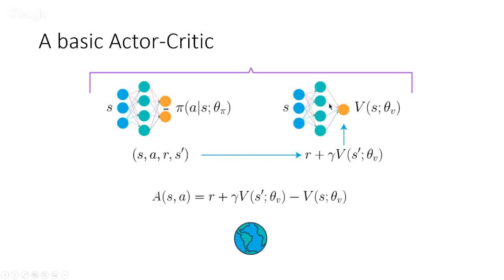And then we use this advantage function to train our actor network. So we are using two networks. One gives out the action, the other gives out the state value. We first estimate the next state's value, compute the TD target, use the TD target to get the advantage function, and then we use the advantage function to train this actor network.